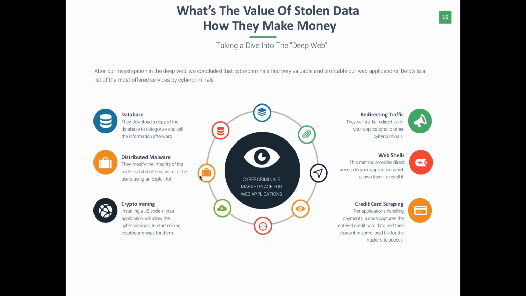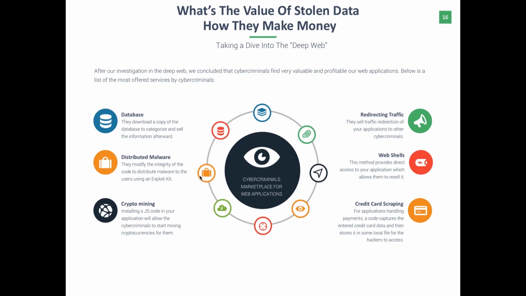The third one is crypto mining. They will install JavaScript code in the application in a way that every time a user gets into the website, they will be running the crypto mining for them. So they will be making money for every user that gets into your application.